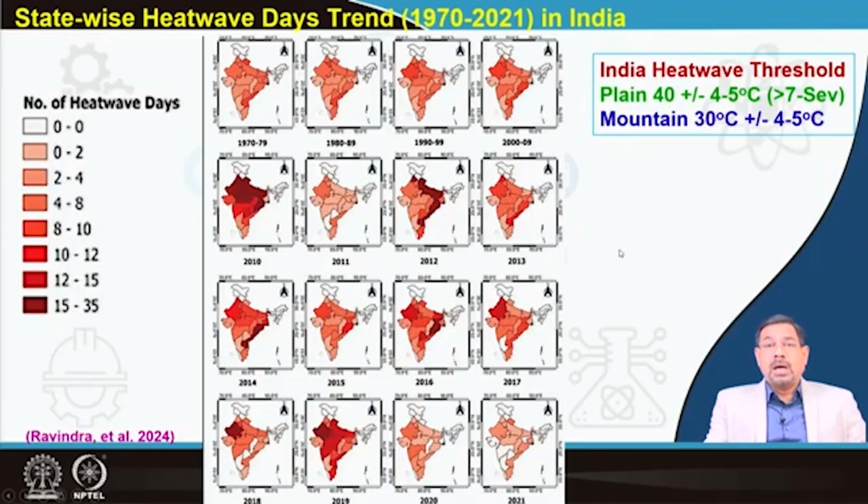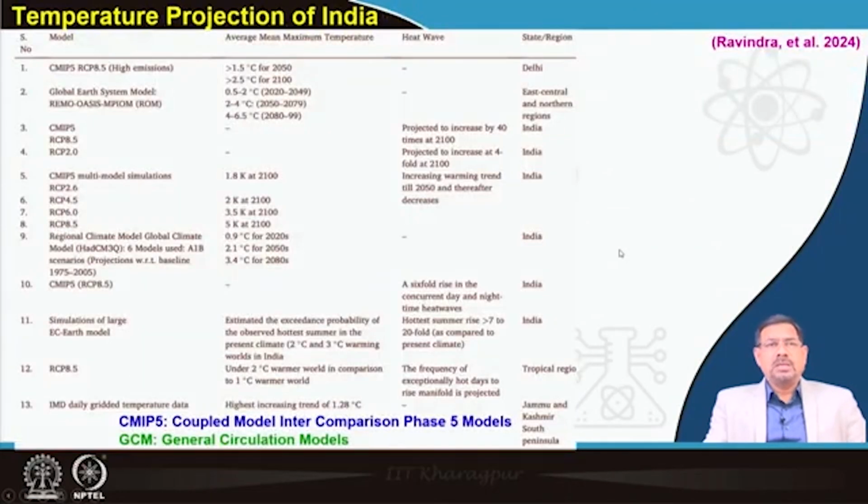Now, friends, as far as our country, India, is concerned, what is the temperature projection that has been picked from different literature based survey published in this paper by Ravindra et al. In 2014, just last year.